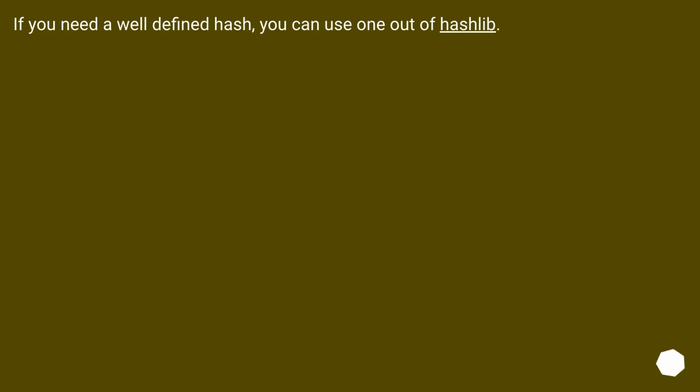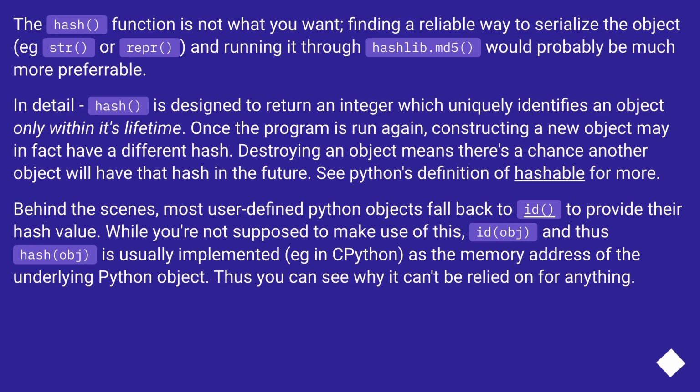If you need a well-defined hash, you can use one out of hashlib. The hash function is not what you want. Finding a reliable way to serialize the object, e.g. str or repr, and running it through hashlib.md5, would probably be much more preferable.